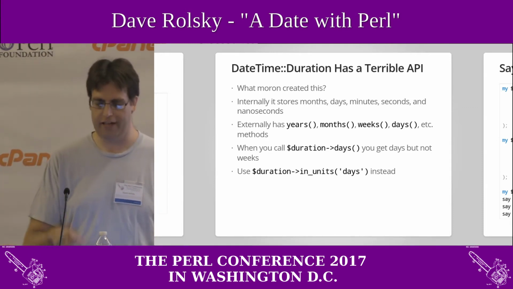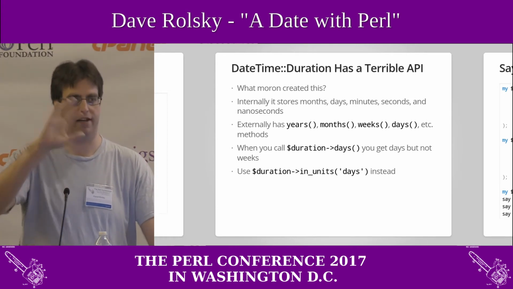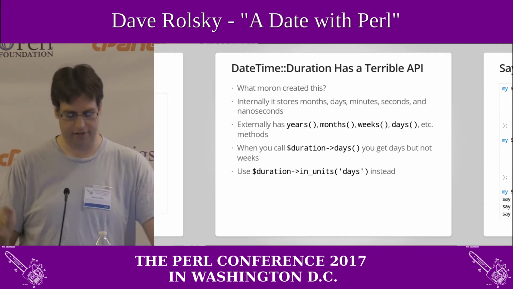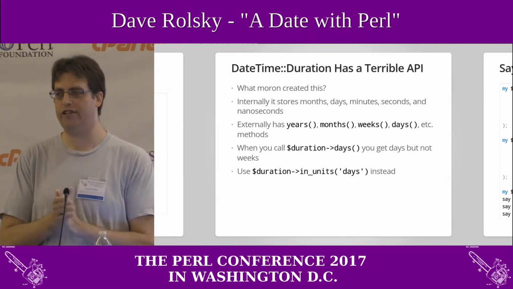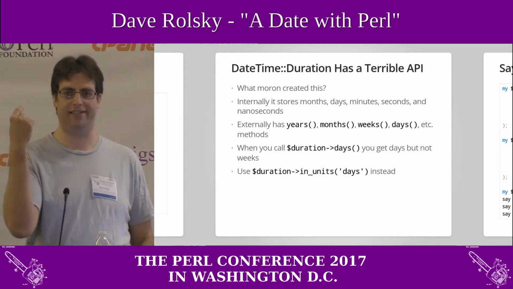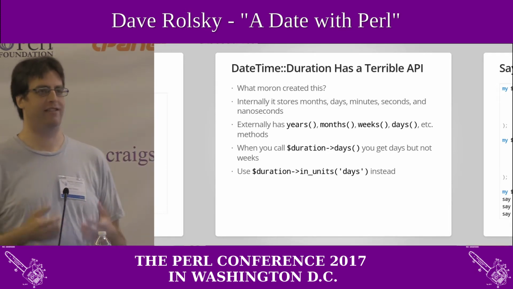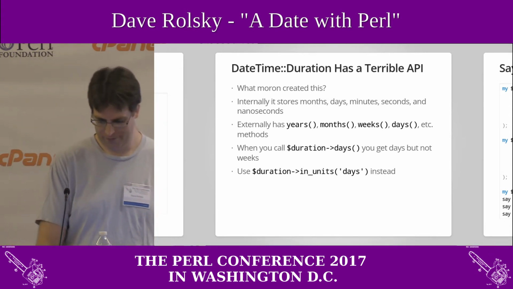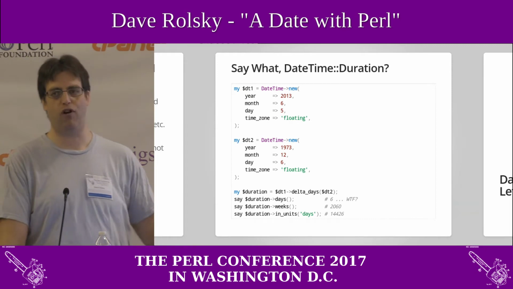So, like I said, internally it stores the duration as months, days, minutes, seconds, and nanoseconds. DateTime does support nanoseconds. And externally it has methods like years, months, weeks, days, and so on. But if you call the duration's days, you'll just get the number of days, not the number of weeks. So if it's 1 week and 6 days, you'll get a 6 back, which is very confusing. But if you call in_units, which is the API I should have written in the first place, you will get 13. So basically the takeaway is just use in_units and you will probably get what you want.